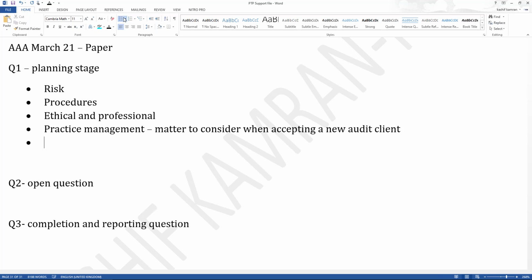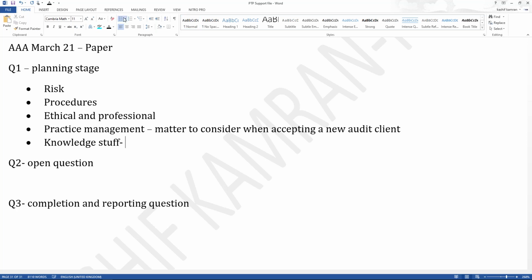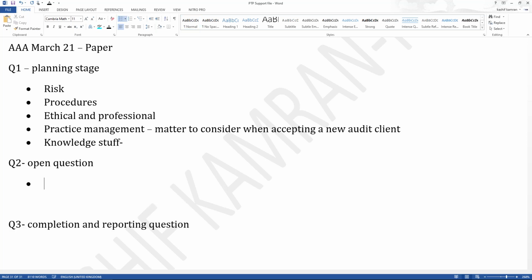A lot of the time the knowledge stuff comes in the first question. I think last time or before that we saw a joint audit coming in the first question for 5 to 6 marks. So this is how the formation of question one looks like. You look at the open question. Yes, in the open question anything can come.